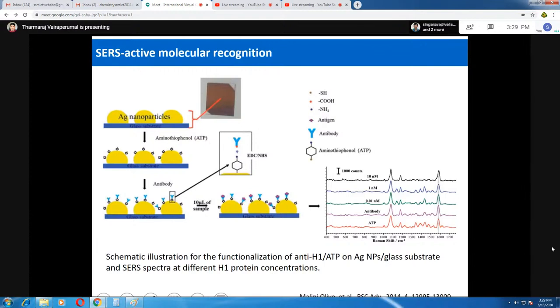This kind of Raman is not good for biological samples, it is good for metal samples, it senses that molecule. This is one kind of sensing, but it is not a good sensing approach.